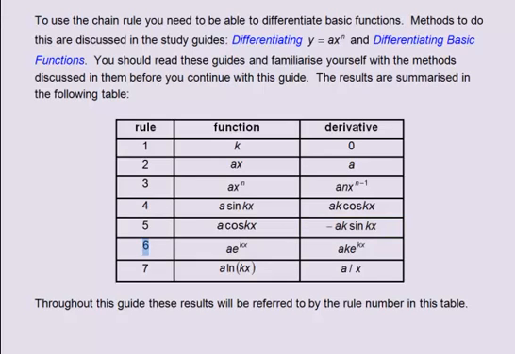Rule 6. A multiplied by e to the power kx. Derivative a multiplied by k multiplied by e to the power kx. Rule 7. A multiplied by the natural logarithm of kx. Derivative a divided by x. Throughout this guide, these results will be referred to by the rule number in this table.